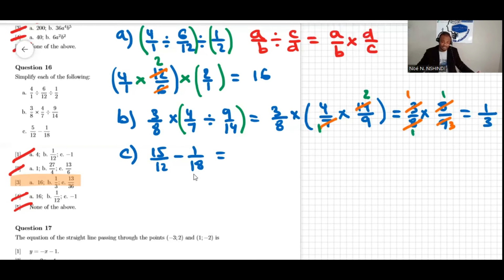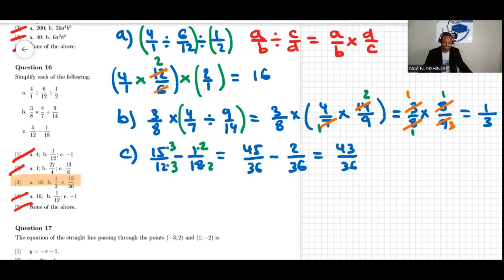I can tell it is 36, but let's prove it, because 12 gets into 36 and 18 also gets into 36. I'll leave it like that. Now I'll times here by 3, and here by 2. Then this becomes 45/36 minus 2/36. Now this will be equal to 43/36.